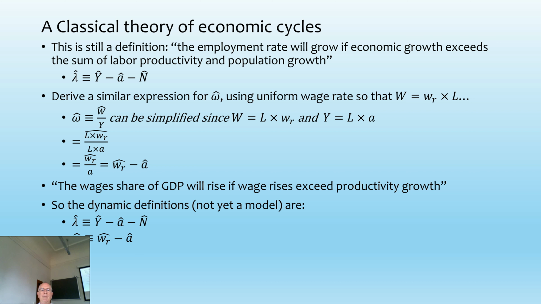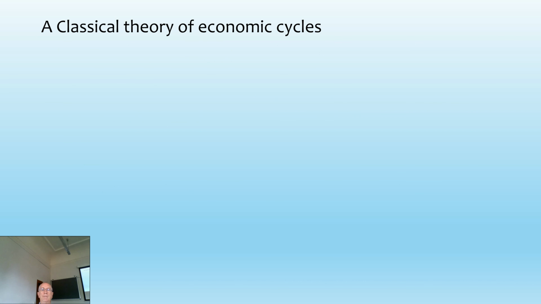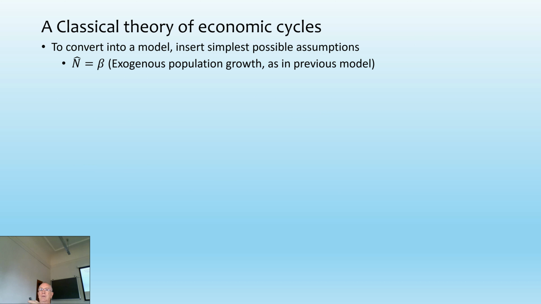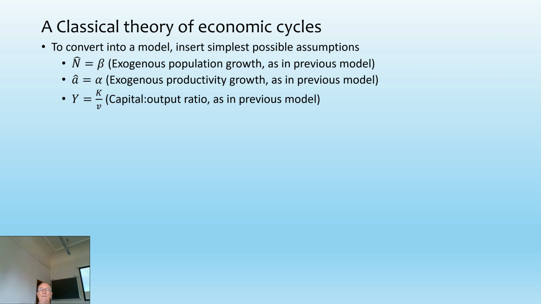So those are your dynamic definitions. To make it into a model, you have to add some assumptions here. I'm going to simply assume that there's exogenous population growth, which is what we had in the model you built, giving the circular definition. Exogenous productivity growth, same as the previous model. A fixed capital output ratio. I'm not worried about capacity utilisation here. You can bring that in later. That's a sort of embellishment you do to make the models more realistic.